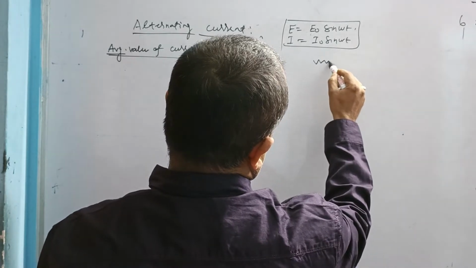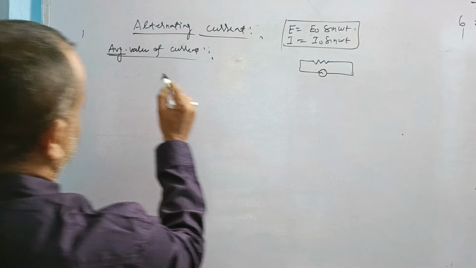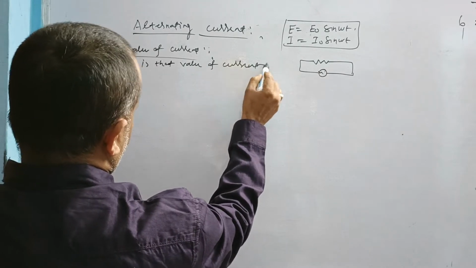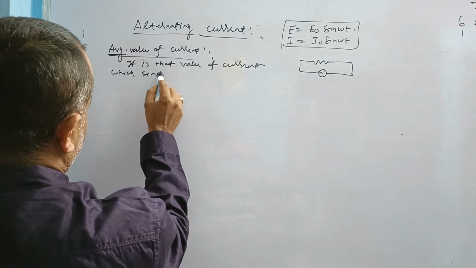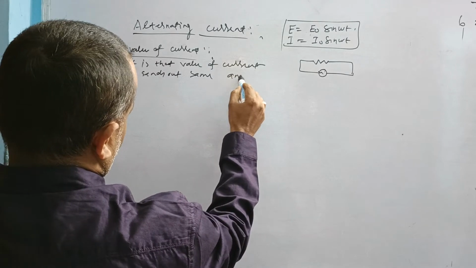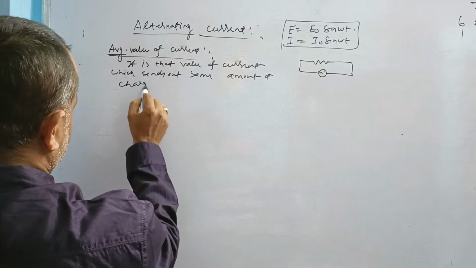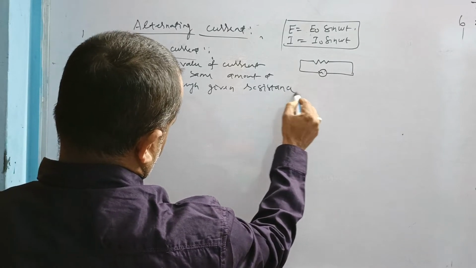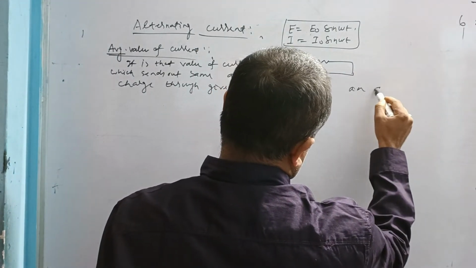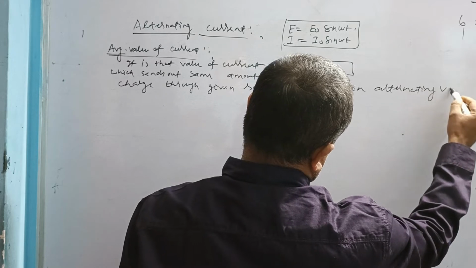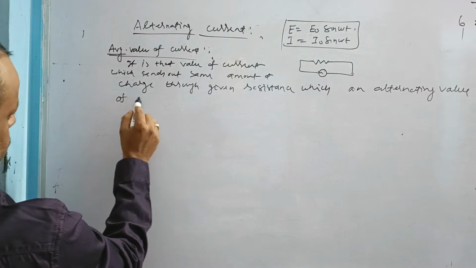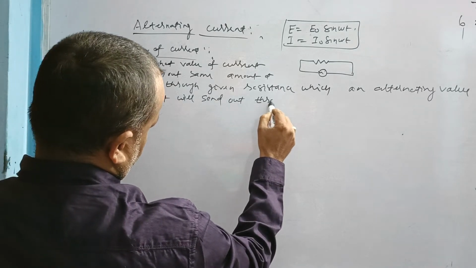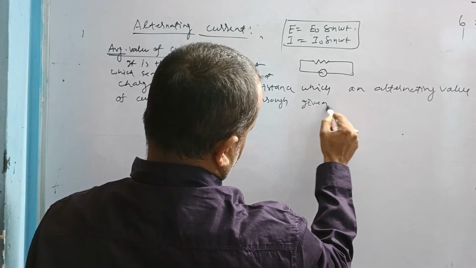Let us suppose this is a resistance and it is connected to AC, and we say that it is that value of current which sends out the same amount of charge through a given resistance which an alternating value of current will send out through a given resistance in the same time.